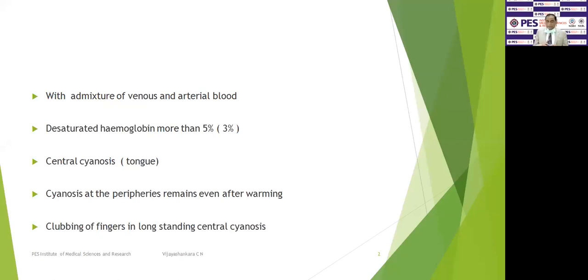Clubbing of the fingers in long-standing cyanosis is another feature to say that the child is having a central cyanosis and not a peripheral cyanosis. And these are all the features which you are going to look for in children with cyanotic congenital heart disease.